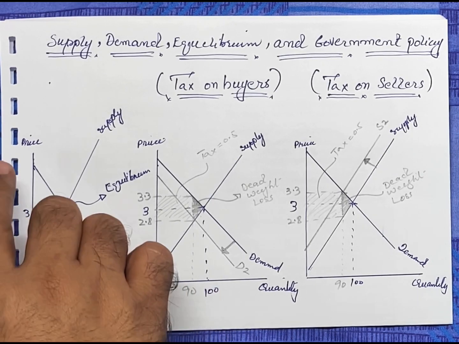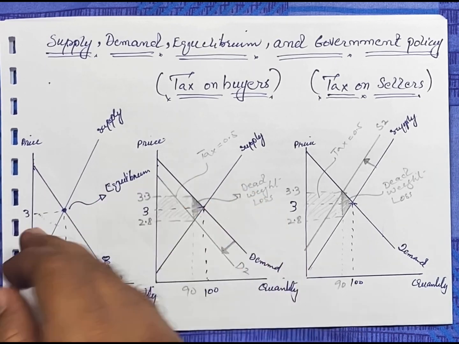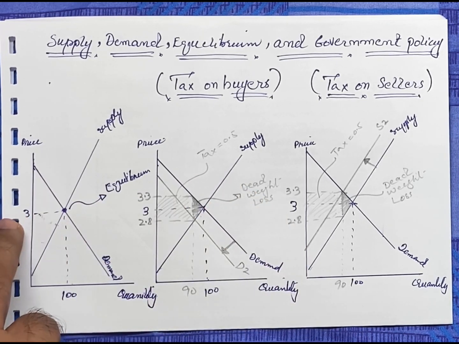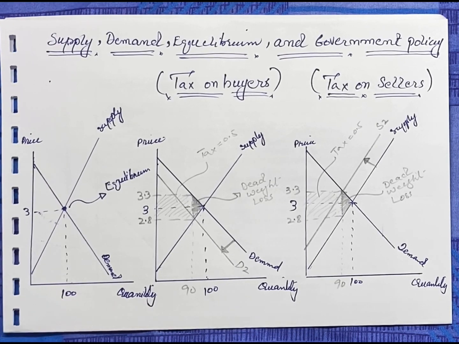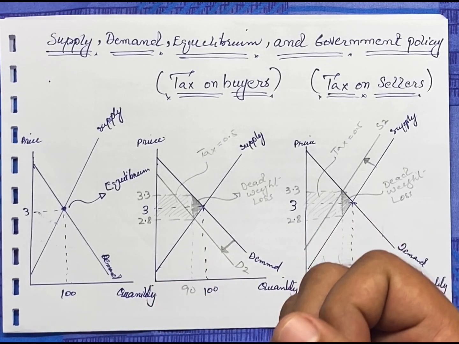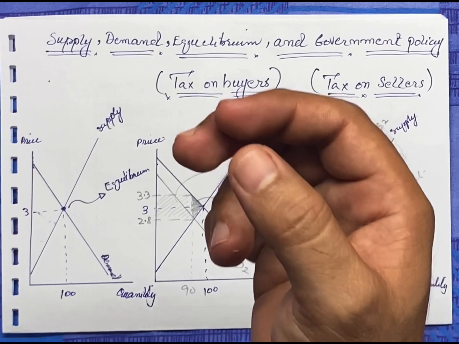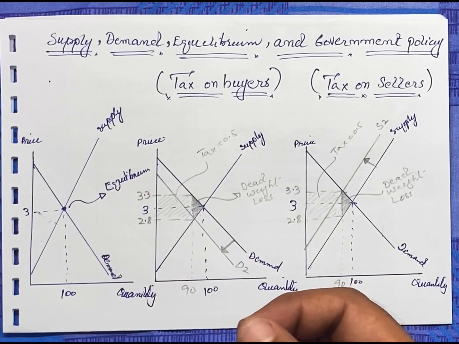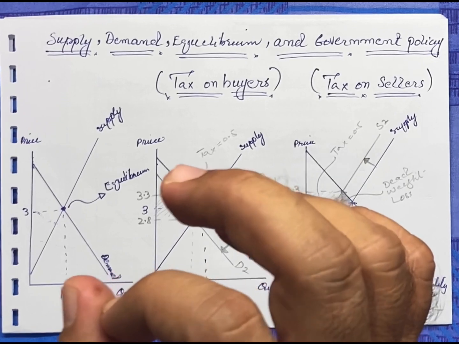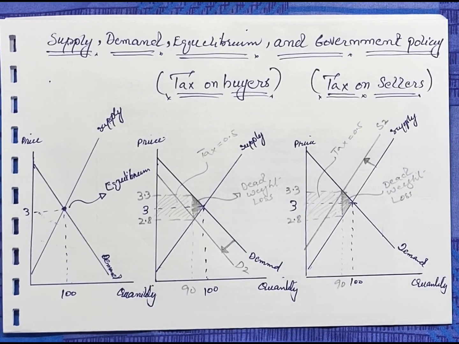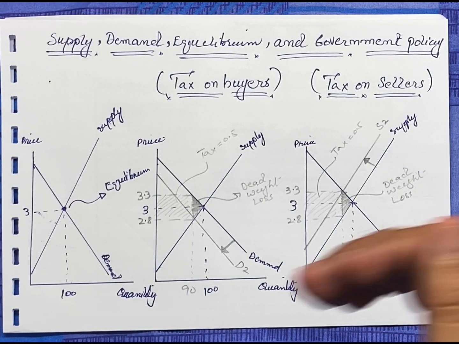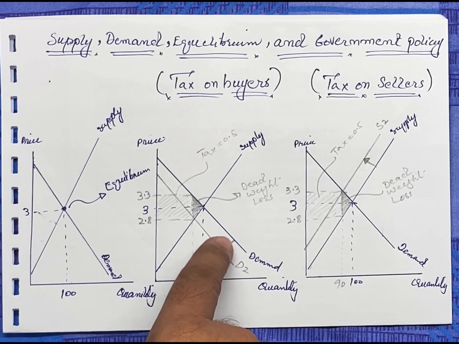graph, which is price and quantity, and this is our equilibrium point where the equilibrium price is $3 and the quantity which is sold is 100. So when government wants to impose a tax on buyers, how will this affect the equilibrium? When government wants to impose a tax on buyers, it means it will shift the demand curve inward. So this was our initial graph.